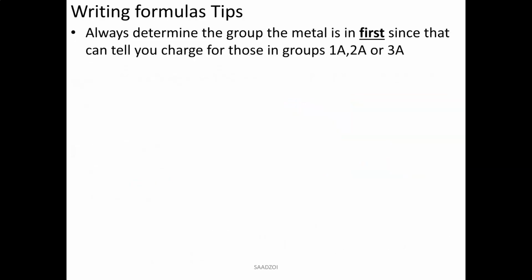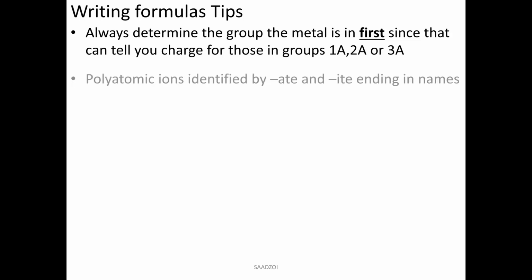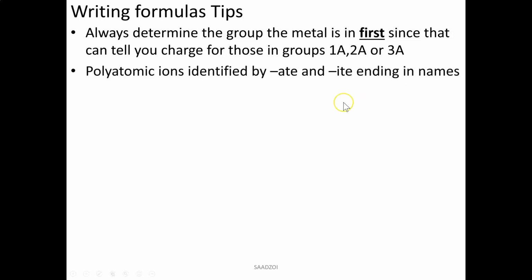All right, formula tips. Always determine the group the metal is in first, since that could tell you the charge. So group 1A is positive 1, 2A is positive 2, 3A is positive 3. Polyatomic ions, the way you could tell they're involved is the name of the chemical they're giving you has an ate or ite in it somewhere. If you see ate or ite as the ending, it's a polyatomic ion, and since you're going to have to memorize these, it shouldn't be a problem for you to recognize, but just in case, if you want to be reminded, look for ate and ite.